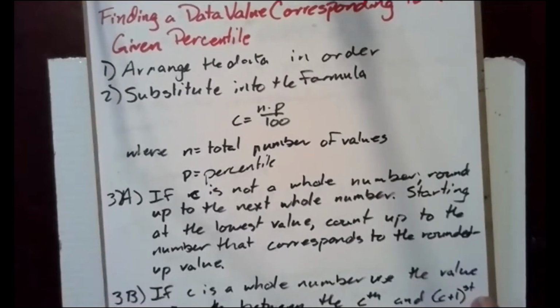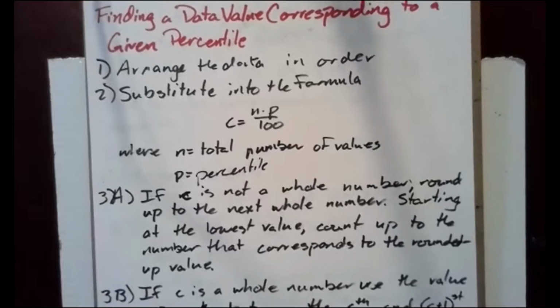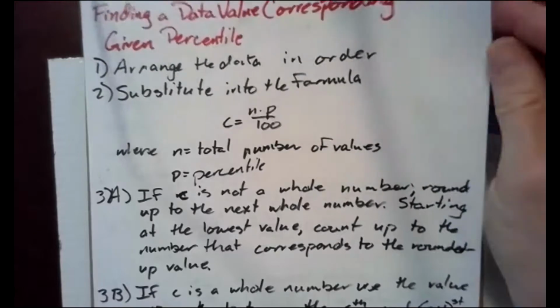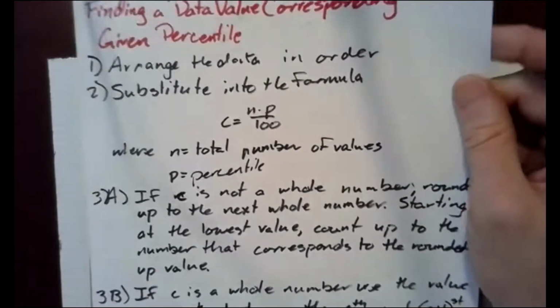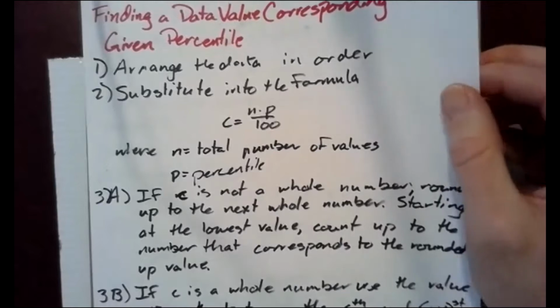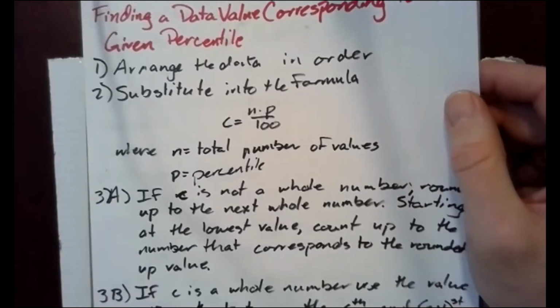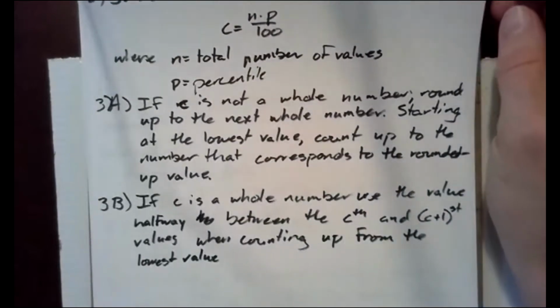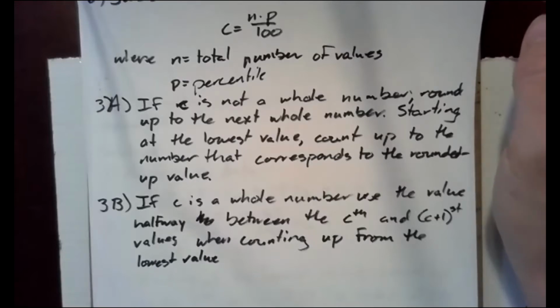To find a data value corresponding to a given percentile, first, arrange the data in order. Then substitute into the formula C equals n times p over 100, where n is the total number of values and p is the percentile. Step 3a, if C is not a whole number, round up to the nearest whole number. Starting at the lowest value, count up to the number that corresponds to the rounded up value. If C is a whole number, the value halfway between the Cth and C plus first values when counting up from the lowest value is the percentile.